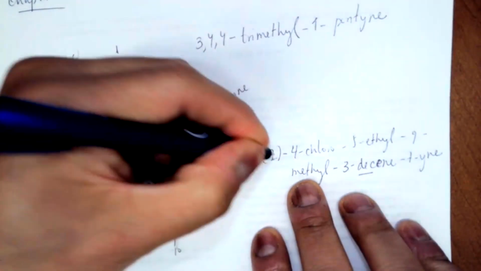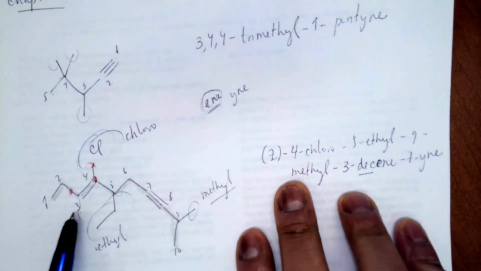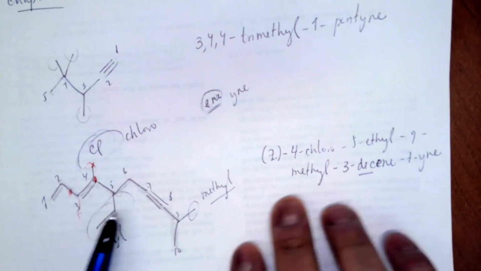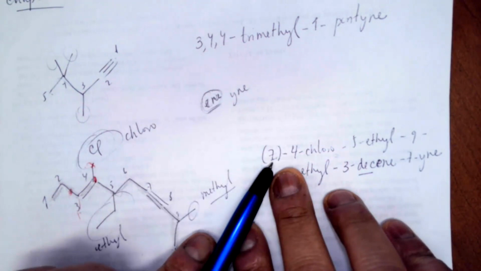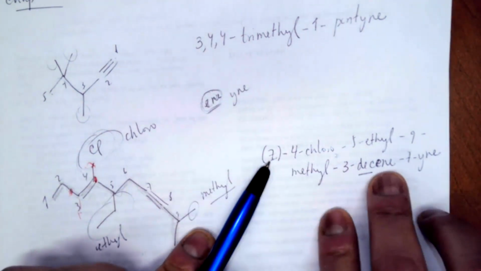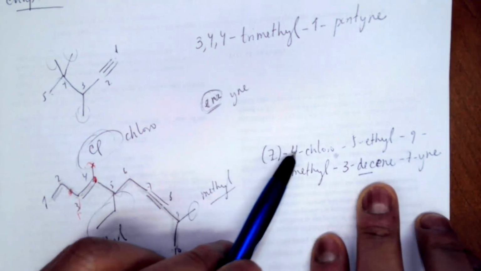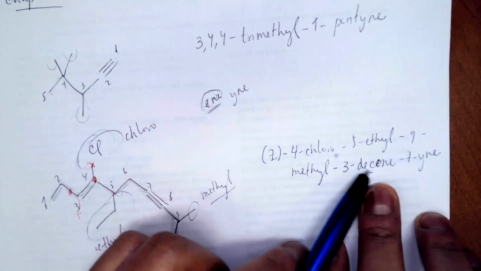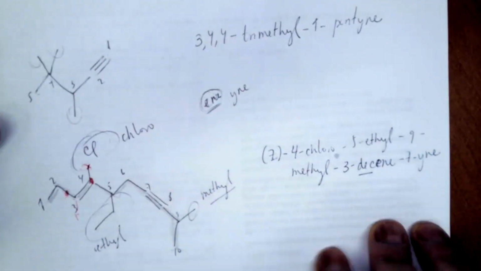Alkene. Professor, do I have to say that it is number 3? No, because it's your only alkene. Alkynes, they don't have EZ. So if you mention Z, of course, it has to apply to the alkene, and you only have one alkene. So you don't have to mention the number here. Okay, Z for chloro, 5-ethyl, 9-methyl, 3-decene, 7-yne. Okay? So that will be the name for this compound.